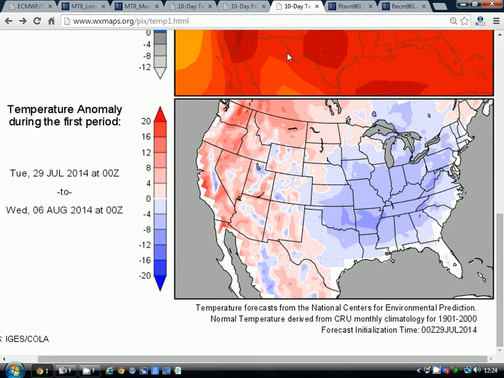Just throw this in. This is the temperature anomaly for the United States. They've had a very cold July. It looks like it's going to go on into August as well in much of central and eastern areas of the states, anyway, the populated areas. Very cool summer over there.